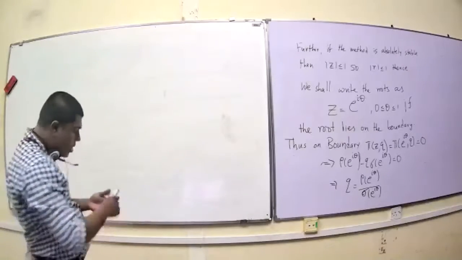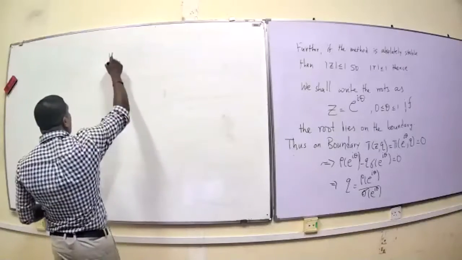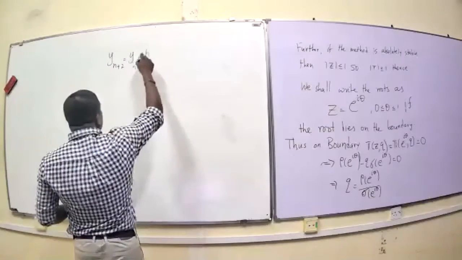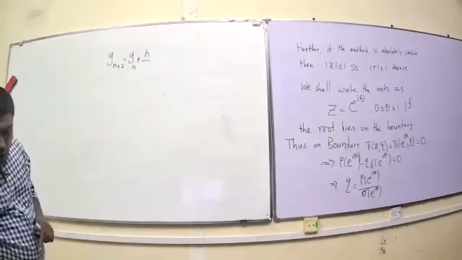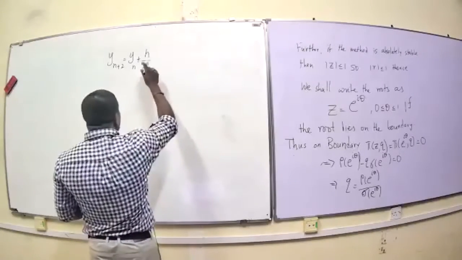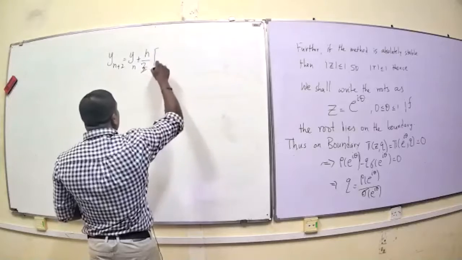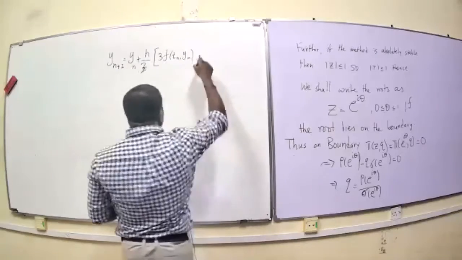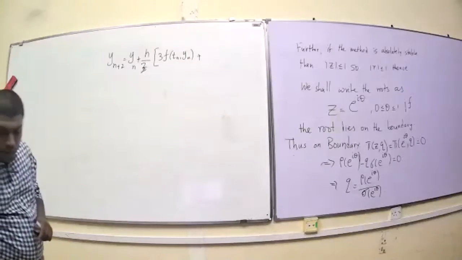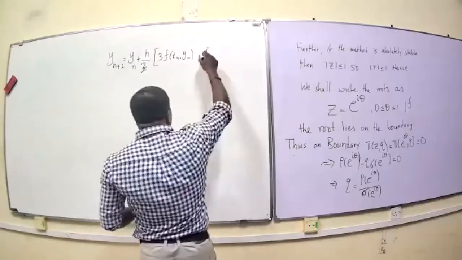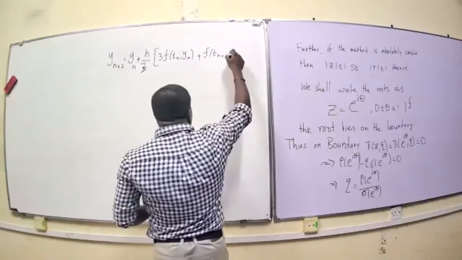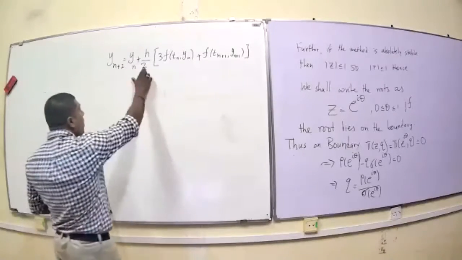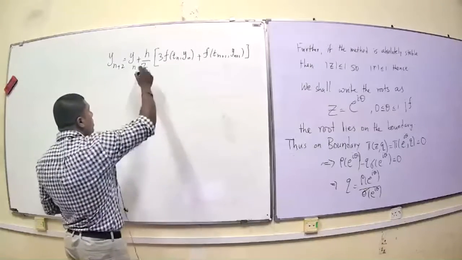Okay, so the method is y n plus 2 plus h over 2 into 3 f of n plus f of n plus 1. So obviously you can see that this is a two-step explicit method.